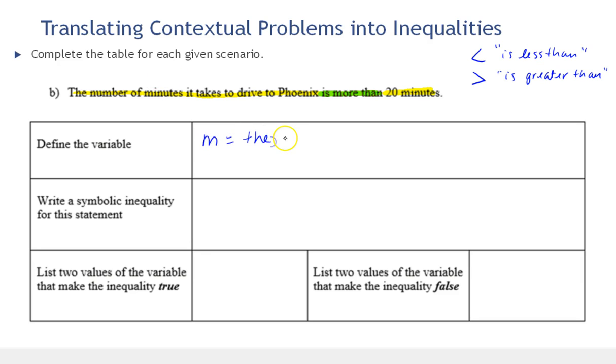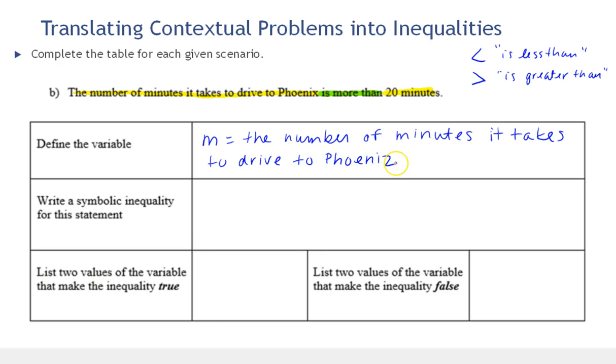So M equals the number of minutes it takes to drive to Phoenix. Again, I'm trying to be very specific. You don't want to just put M equals minutes. And even if you just put M equals number of minutes, is it the number of minutes to bake a cake, to watch a TV show? You really want to include all of it, and I just ended Phoenix with a Z. Sorry. So you really want to be specific so you know what your variable defines.